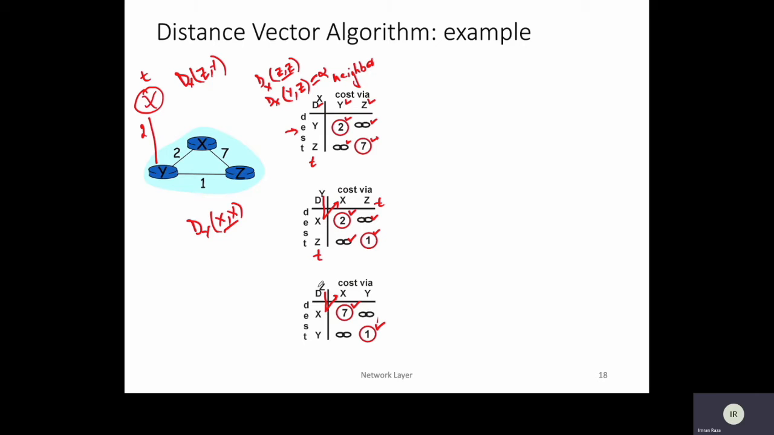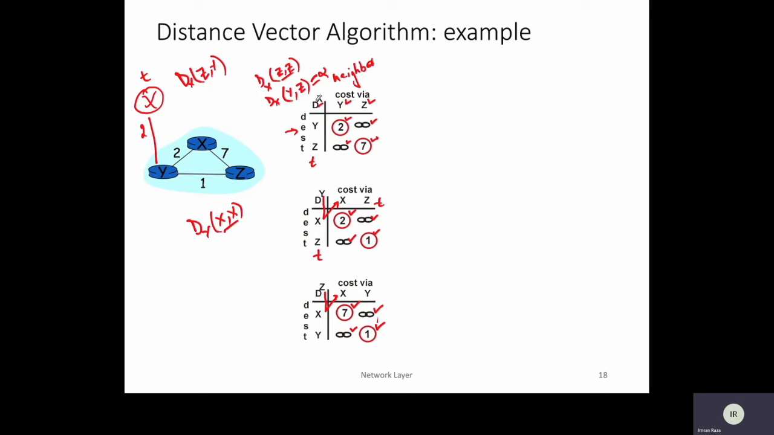And what do you think was the cost to reach from z to x via y? Z to x via y. So y has not communicated any information with z, so this cost is not known, infinity. And similarly, the cost to reach from z to y via x, again x has not communicated this cost with z, it's infinity.